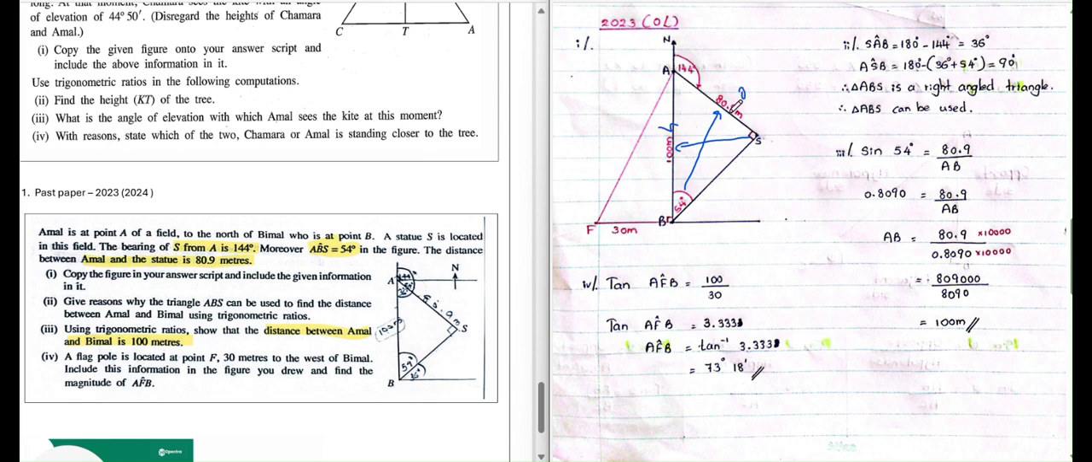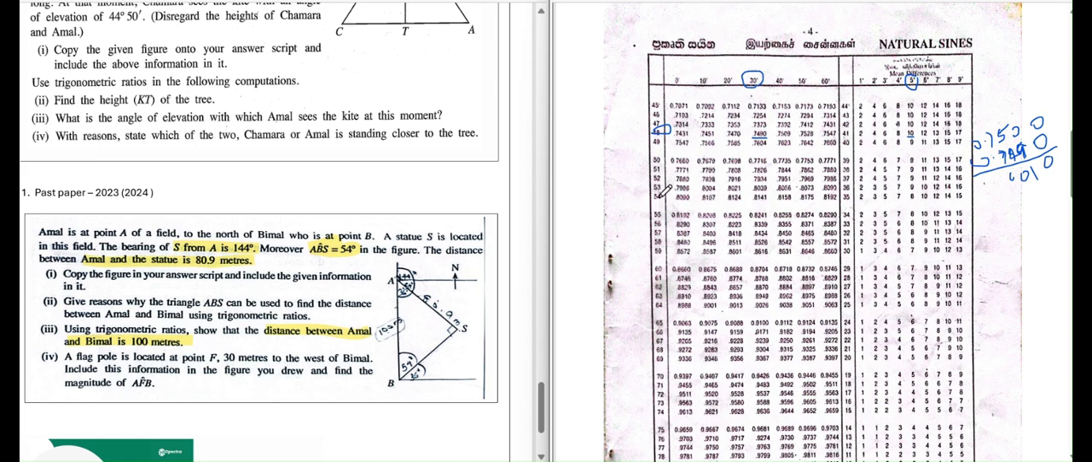Then what is the ratio? Opposite and hypotenuse means we have to use sine, right? Under this Roman number 3 question, we can use sine with the selected angle 54. So we can write sine 54 equals the opposite side, 80.9, divided by the hypotenuse, which is AB. So we have to take sine 54 degrees and 0 minutes, and take this value.